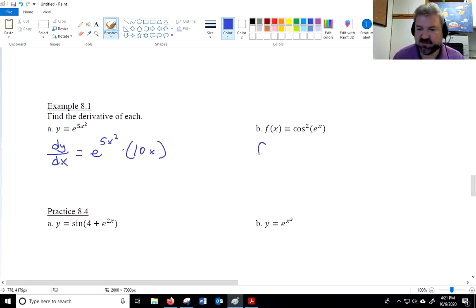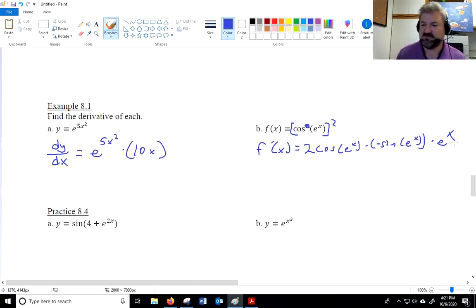All right, let's do this next one. F prime of x is equal to, remember that 2 is really out here, y'all. So this is 2 cosine e to the x to the first power times, now I got to do the derivative of the inside, which is negative sine e to the x. Now I got to multiply by the derivative of the inside of the sine, which was e to the x. So we had the power rule, then we had to do the cosine rule, then we had to do e to the x.